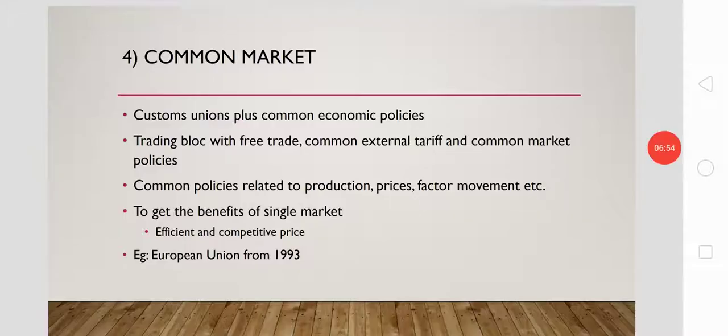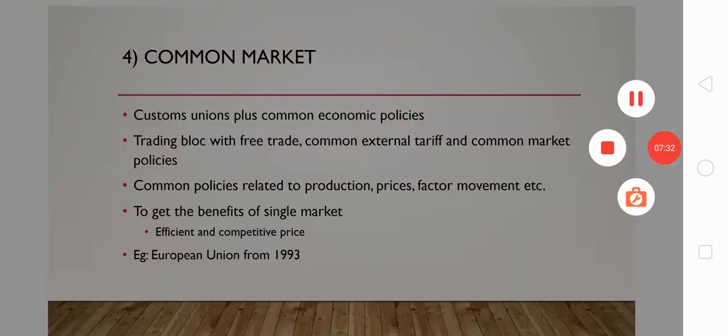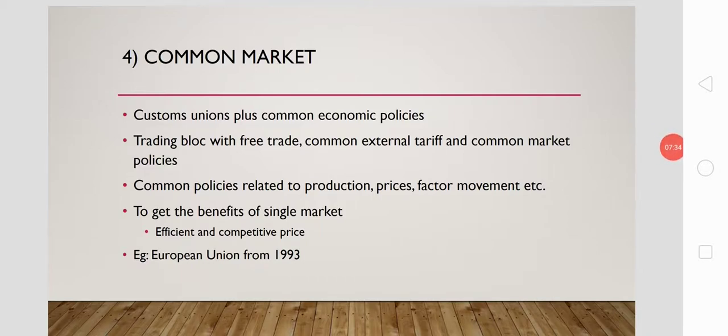Fourth form or stage of economic integration is common market. A customs union plus common economic market policies will form the common market. A common market is a trading bloc formed by nations with free trade policy and a common external tariff policy with the rest of the world, plus common market policies of the nations in the common market. The European Union has been a common market since 1993. This is to gain the benefit of being a member of a single market.